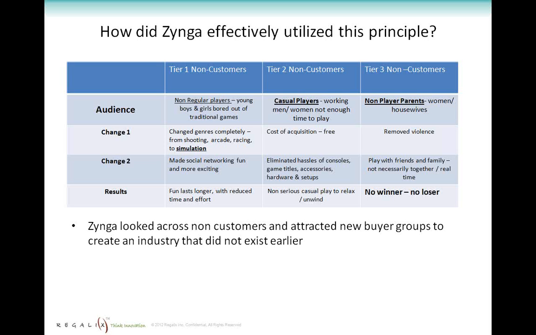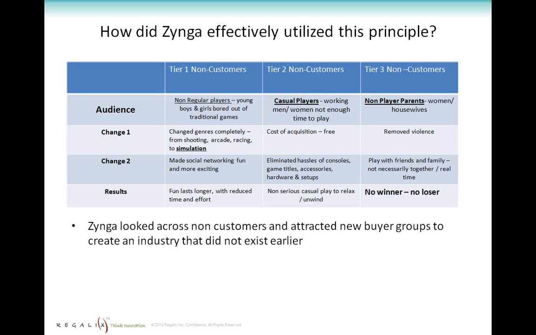Zynga, as we mentioned earlier, effectively used this principle. It had three levels of non-customers. The Tier 1 non-customers for Zynga were non-regular players, basically young boys and girls who were kind of bored of their traditional games. Tier 2 non-customers were casual players, basically working men and women who didn't have enough time to play. Tier 3 non-customers were basically parents, women, housewives who never wanted to play.